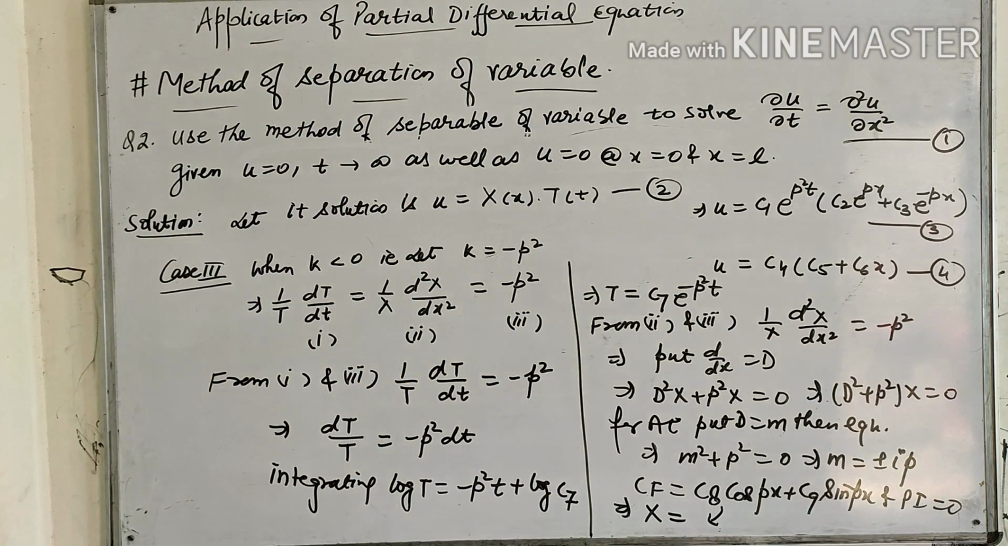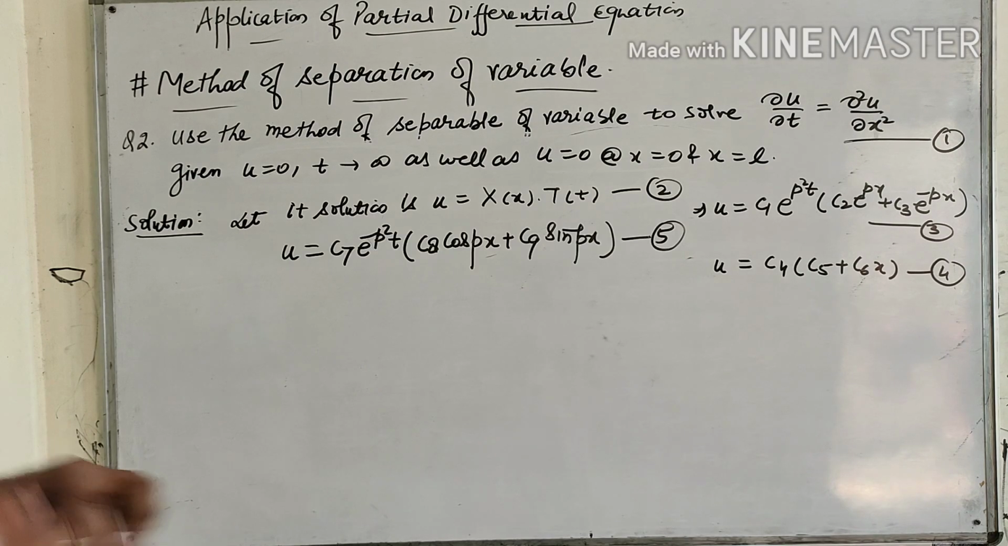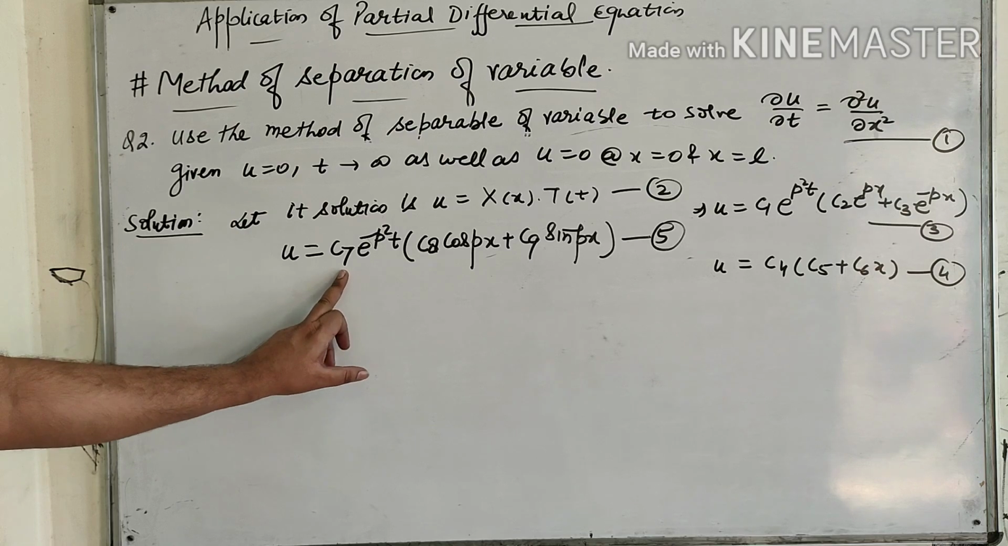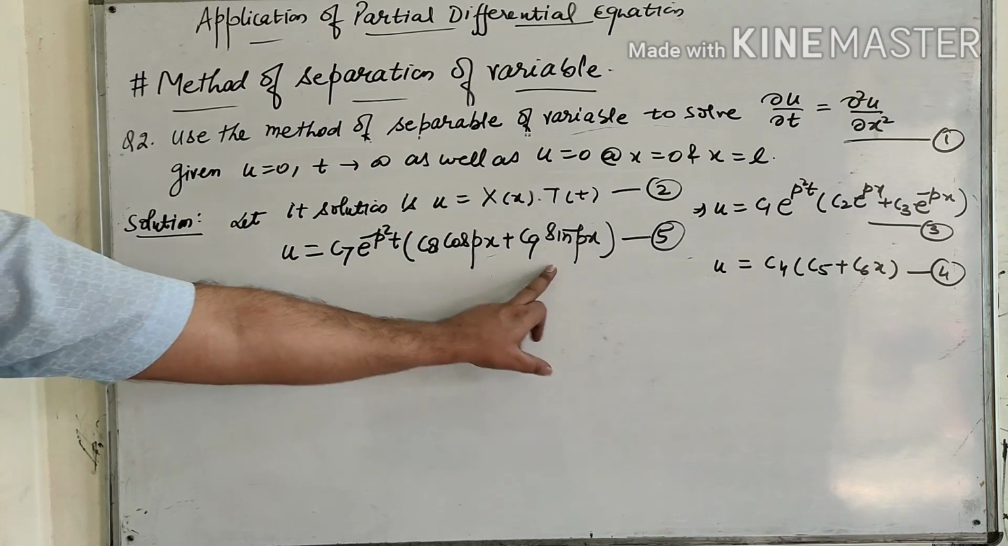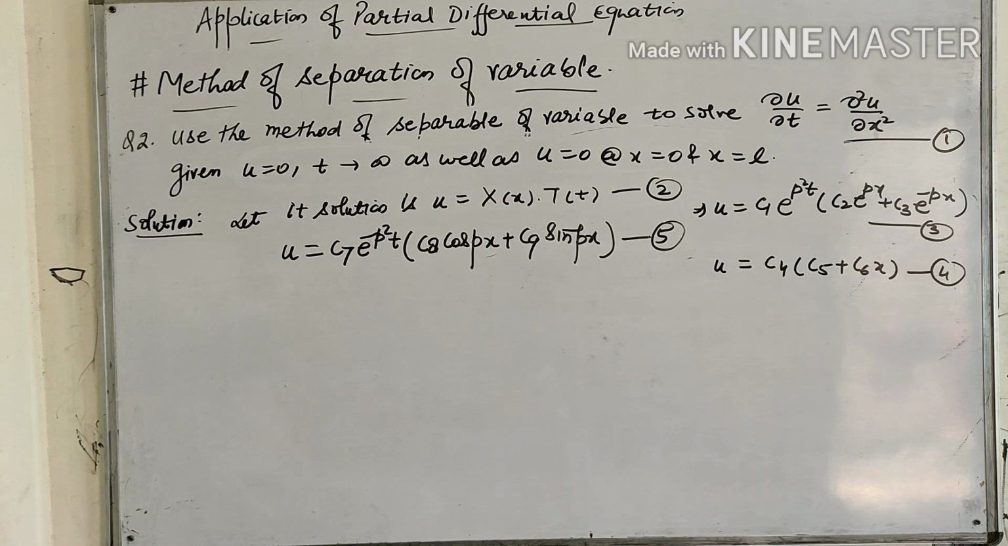So on putting the value of capital X and capital T in equation number 2, we get u equals C7 e raised to power minus p squared t into C8 cos px plus C9 sin px. This is equation number 5. Now we have three different solutions for this particular problem, which are written in equation number 3, 4 and 5. Now we have to choose which is the most appropriate solution for this particular problem.